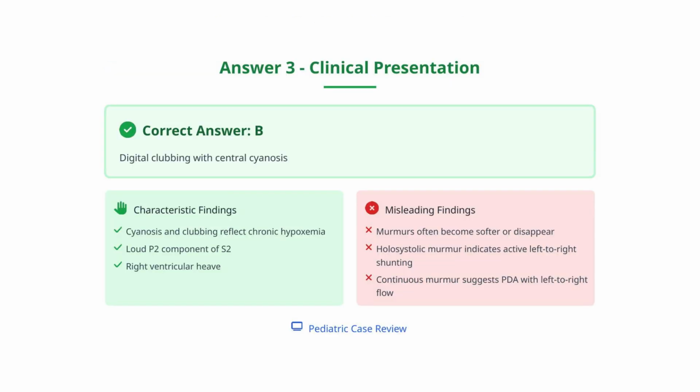Digital clubbing with central cyanosis is highly characteristic of Eisenmenger syndrome. These findings reflect chronic hypoxemia from right to left shunting. Interestingly, as pulmonary vascular resistance increases, the cardiac murmurs typically become softer or may disappear entirely. A loud holosystolic murmur actually suggests active left to right shunting, which occurs before Eisenmenger physiology develops. A continuous machinery murmur would be characteristic of a patent ductus arteriosus with left to right flow.